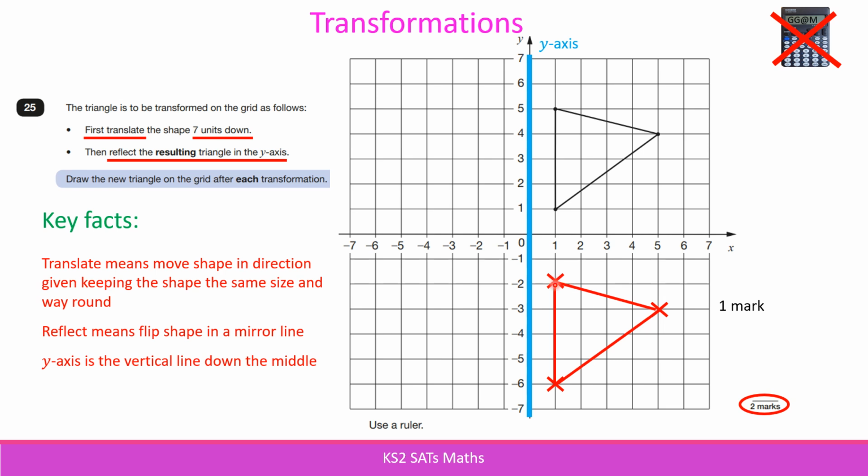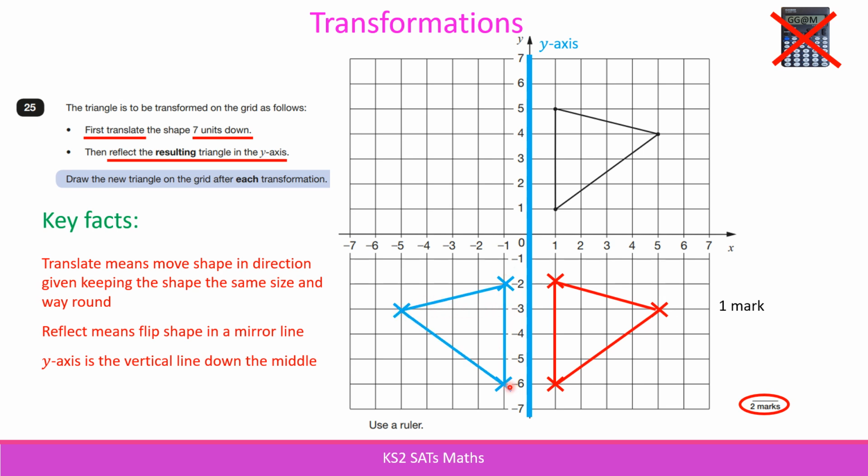So this point here, the top, is 1 square away from the y-axis. So when we flip it over, it goes 1 square the other side. Same here, this point at the bottom is 1 square away from the y-axis, and we can just flip it over. The point over here on the right hand side is 1, 2, 3, 4, 5 squares away from the y-axis. So we need to go 5 squares in the other direction, so to the left. 1, 2, 3, 4, 5, and then we put a cross here.